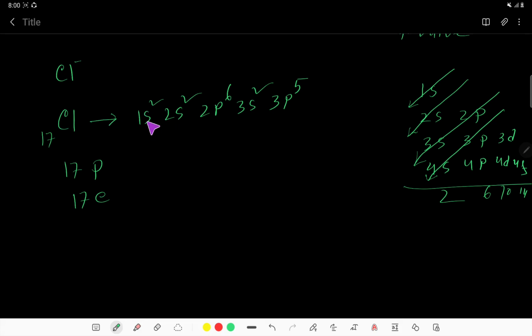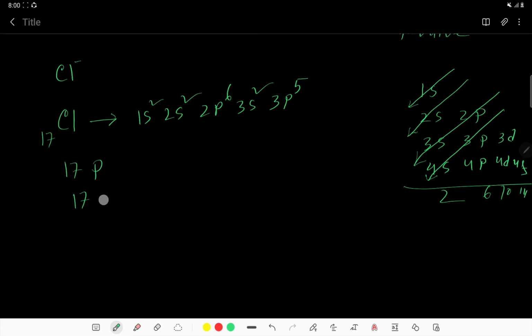This is the complete electron configuration, or long form electron configuration of chlorine, or the unabbreviated electron configuration of chlorine. Or this is the spdf notation electron configuration of chlorine.